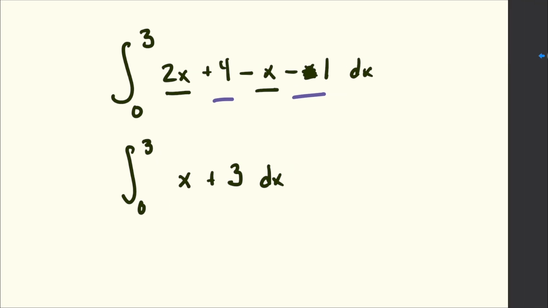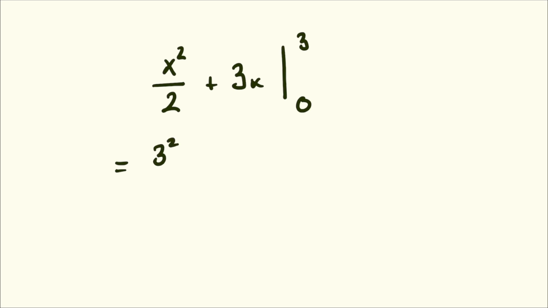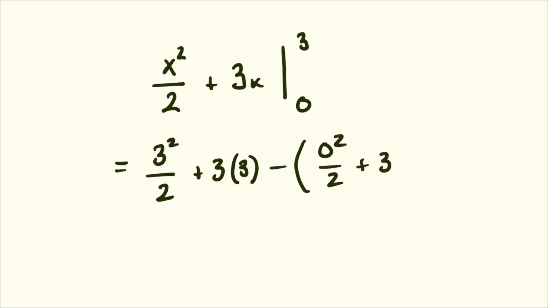So let's do that. The antiderivative for x is going to be x. We are going to add 1 to our power, divide by 2. The antiderivative of 3 is 3x. And our bounds here are 0 and 3. So we're going to punch that in. That's going to give us 3 squared over 2 plus 3 times 3 minus 0 squared over 2 plus 3 times 0. So this second part here is going to cancel out. All of that is going to turn into a 0.